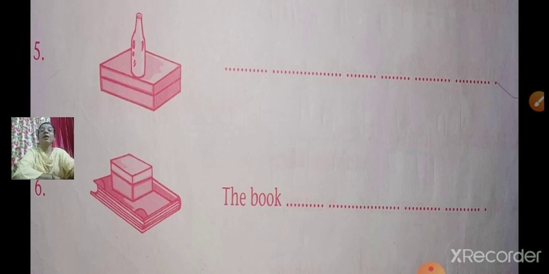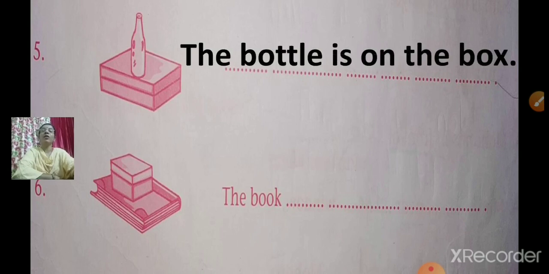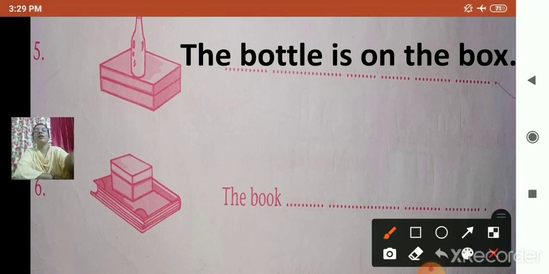Now where is the bottle? We'll see. The bottle is on the box. Where is the bottle? The bottle is on the box. Isn't it? See the bottle. You can see the bottle. It is not in the box. It is on the box.